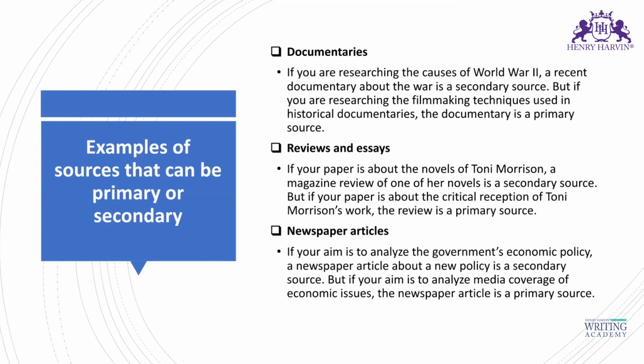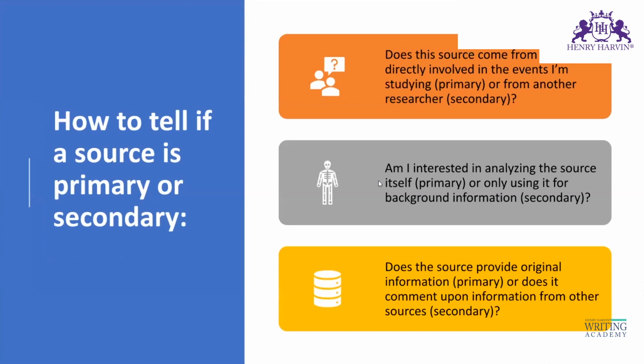Now talking about newspaper articles, if your aim is to analyze the government's economic policy, let's say that we are trying to find out the government's economic policies, a newspaper article could be a secondary source. But if your aim is to analyze the media coverage, because now the objective is about the media coverage, that's why it will become a primary source. So based upon the questions, my data could be either primary or secondary.